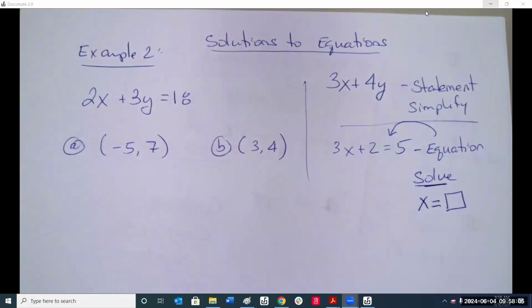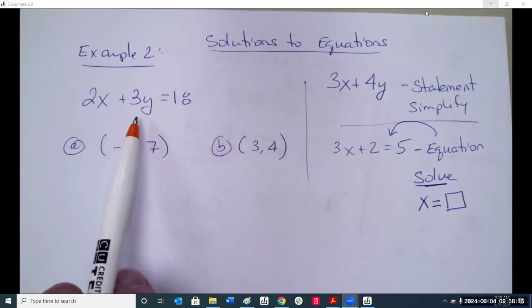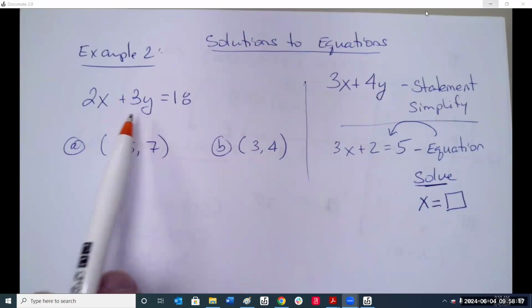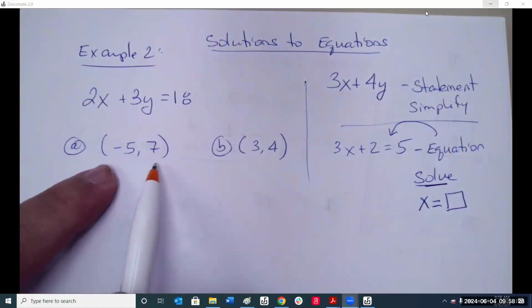Which one, or if any of them, are solutions to that equation? In other words, are either of these points on this graph? How do we do that? This is a point. How do we know it's a point?